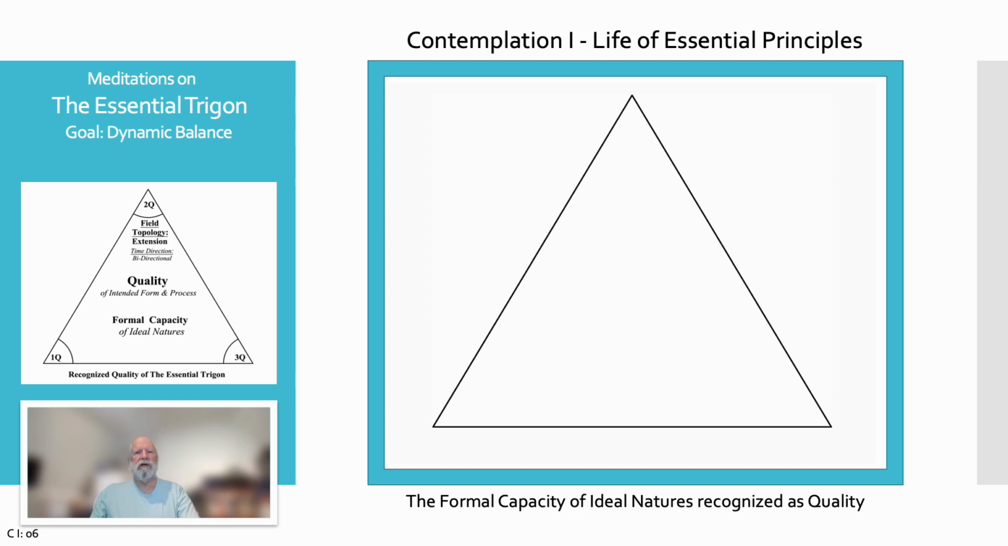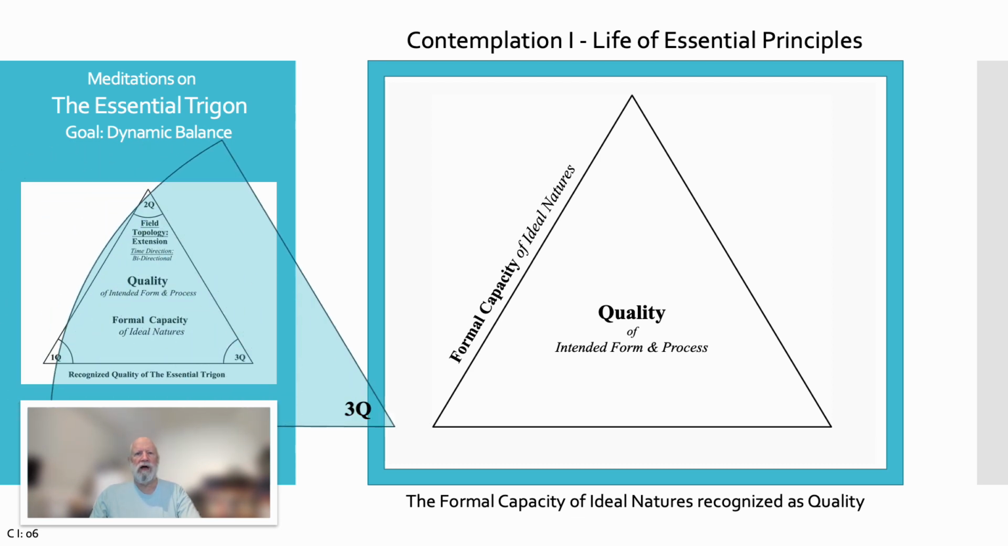The third field, as the formal capacity of ideal natures, is designated in terms of Platonic thinking as the quality of intended forms and processes observed and recognized as operational in the collective understanding of social interactions studied as political economics. The formal capacity of the boundary of the thumbnail subtends the angle at 3Q in the large trigon as a recognition of the quality of the intended forms and processes found in the field of life experience.